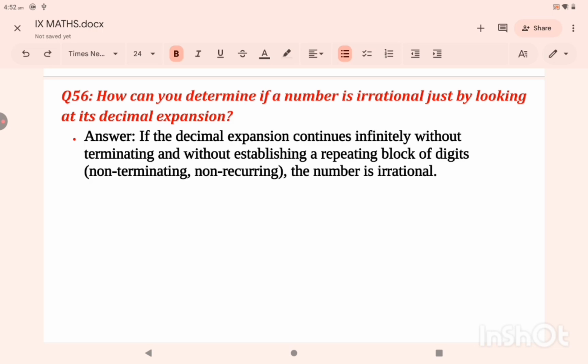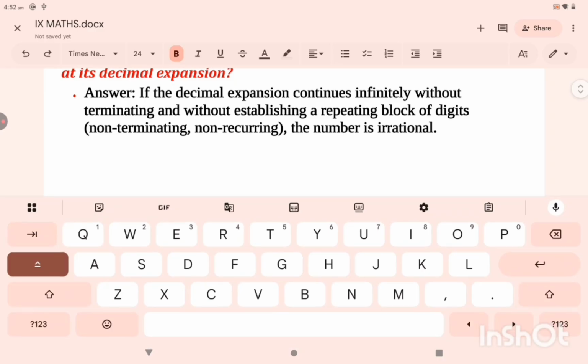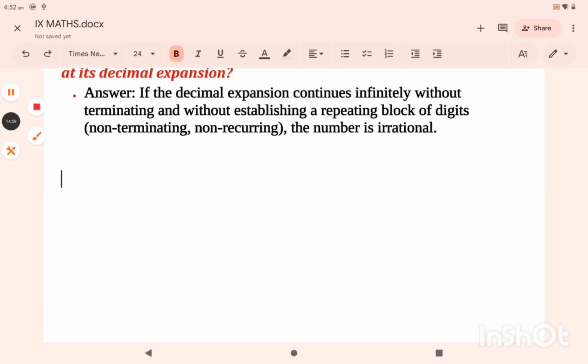Already we know here, all the non-terminating, non-repeating decimals can be expressed in the form of p by q. They are rational. But all the non-terminating, non-repeating or non-recurring decimals cannot be expressed in the form of p by q. These are irrationals.